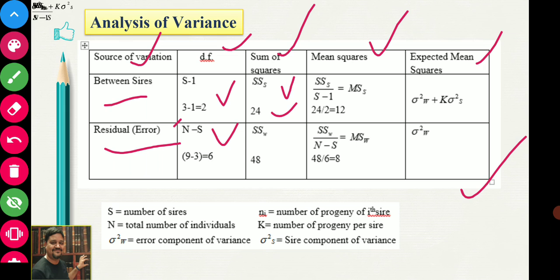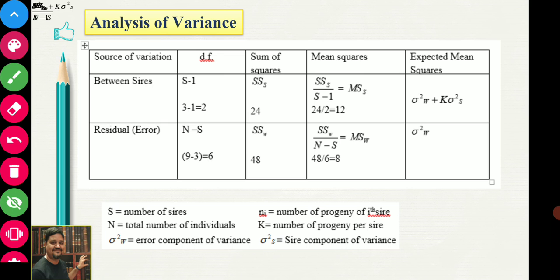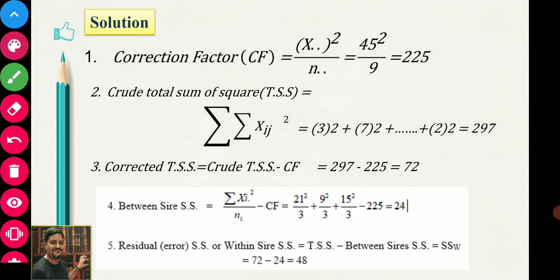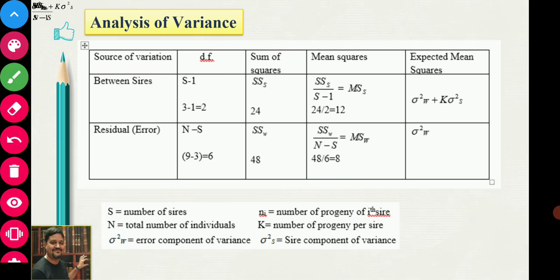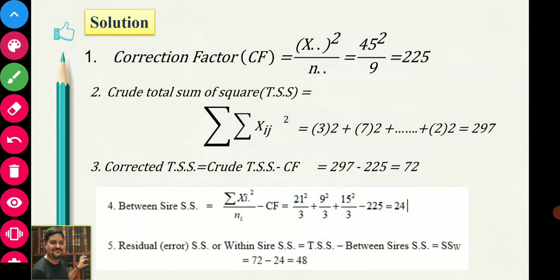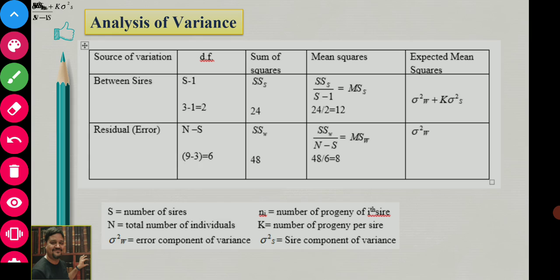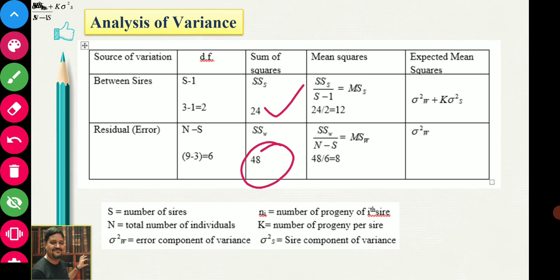Already we have calculated the sum of square due to sire, it is 24. If you just want to recollect it, you go to this side. The total sum of square we have calculated here, 72. The between sire sum of square we have calculated 24. So we will see here it is 24. Similarly, what is the within sire sum of square? Already we have calculated the within sire, or residual error, sum of square, equal to 72 minus 24, that is 48. So in this way you got the sums of square. Now you have to find the mean sum of square.